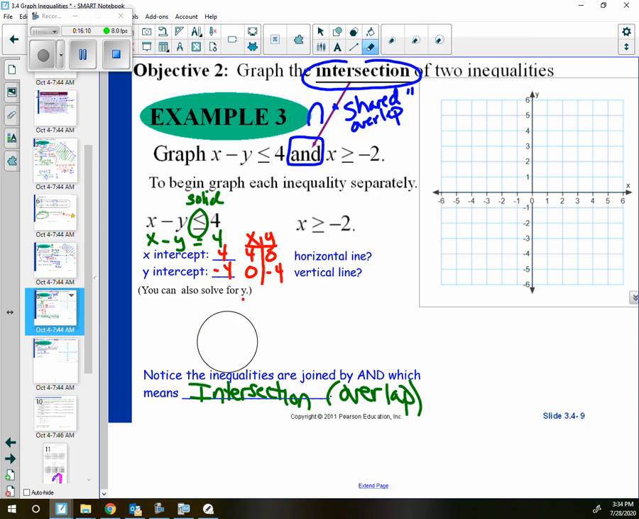You can also, like I said, solve for y. So you could have taken this inequality, x minus y is less than or equal to 4, and you could have subtracted your x.